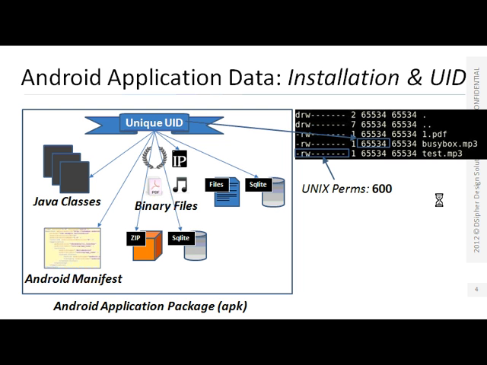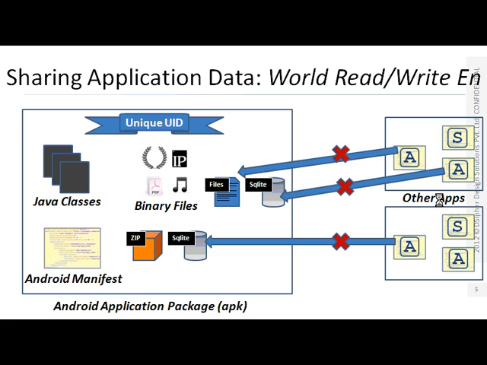So what happens if you have a requirement to share your own data with another application? In the sense, you need to give the other application access to your own files. But all files in an Android application will have the Unix permission 600, that is read and write permission.